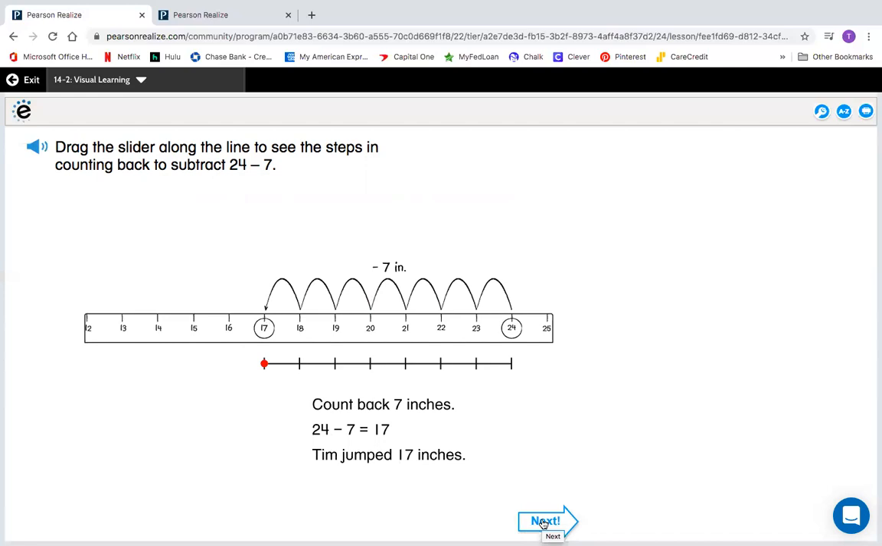So this is just one strategy. You can obviously use lineup. You can draw a picture. You could draw 24 and cross out 7 and then HTO. You could stack it on top of each other and do lineup. You could do any of those, compensation, any strategy that works for you to solve your answer.